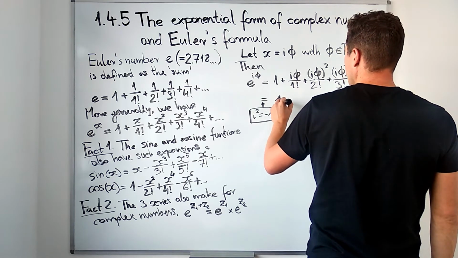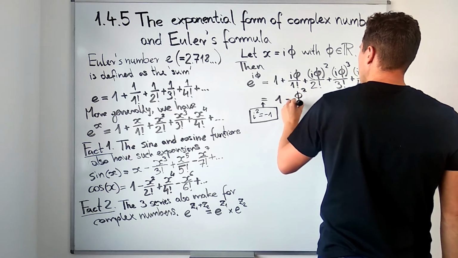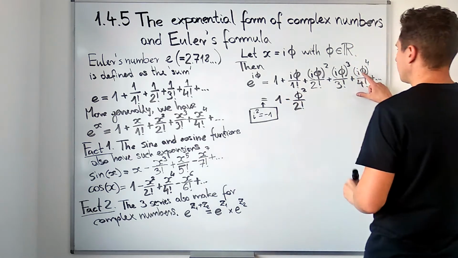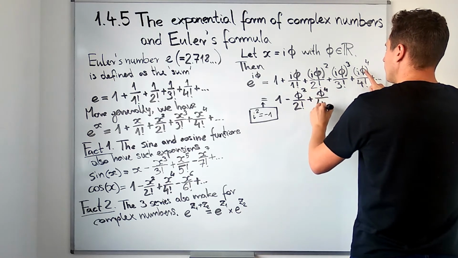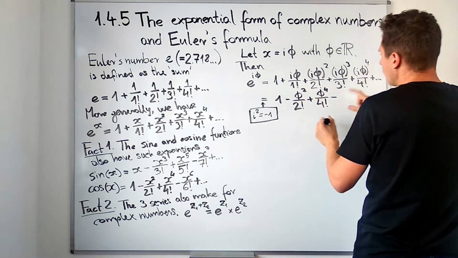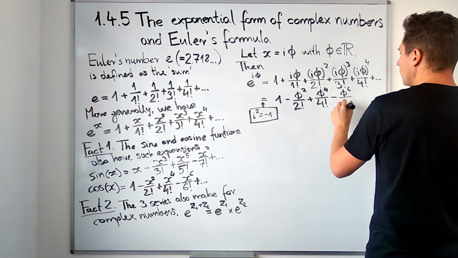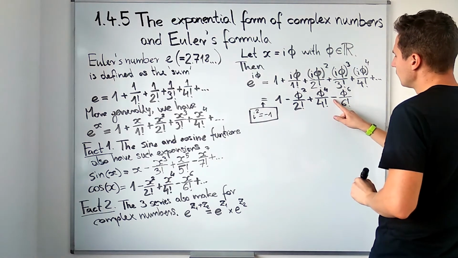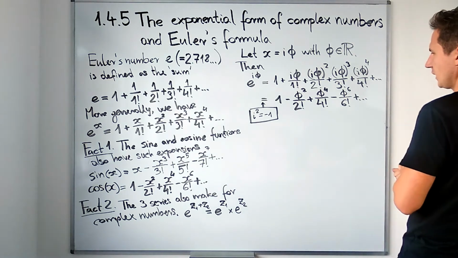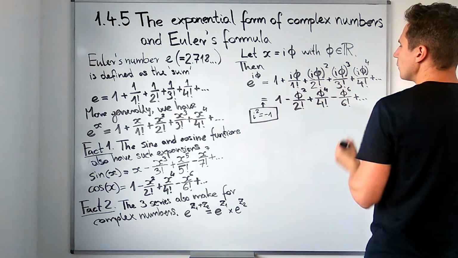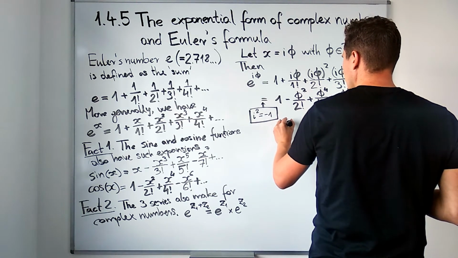To get the following, we get 1 minus phi squared over 2 factorial, then, as I said, +1 times phi to the 4th over 4 factorial, and you can probably convince yourself that the next one is phi to the 6th power over 6 factorial with a minus sign, then a plus sign, and so on. This is going to keep going for the odd number terms. For the even number terms, we'll have I appearing in all of them.